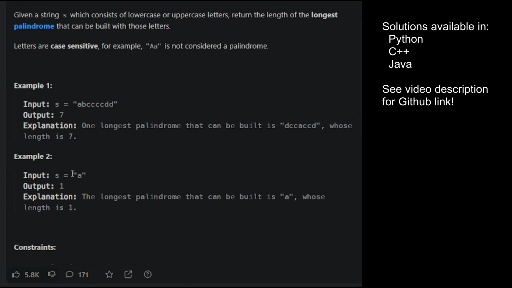Example 2, the input is A, the output is 1. It's already a palindrome, there's only one letter, so there's only one choice. If you were given a bunch of letters and you're supposed to rearrange some number of them to make a palindrome, how would you do it as a person? Don't immediately jump to data structures or algorithms first. Just think about how you would solve this as a human being. Then we'll use those other things to augment our algorithm.